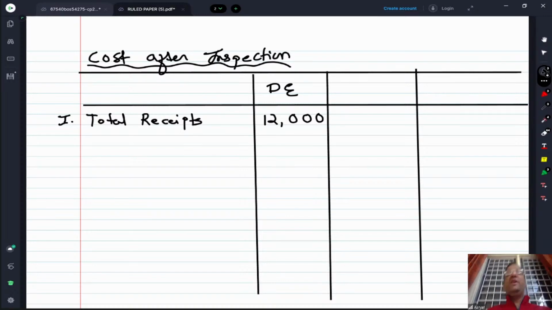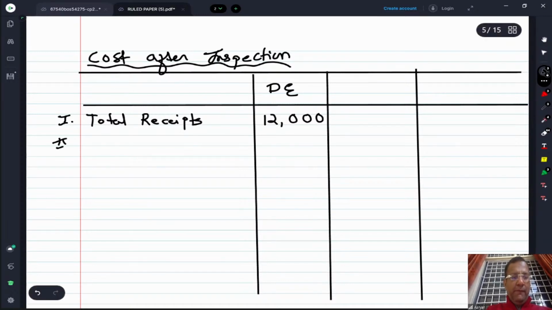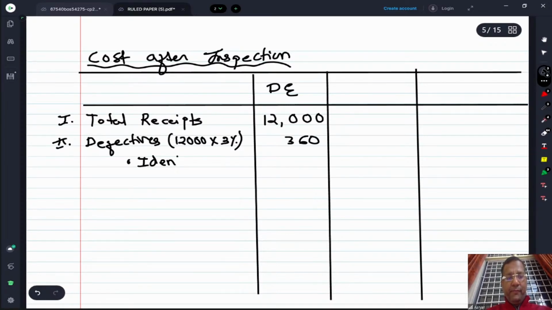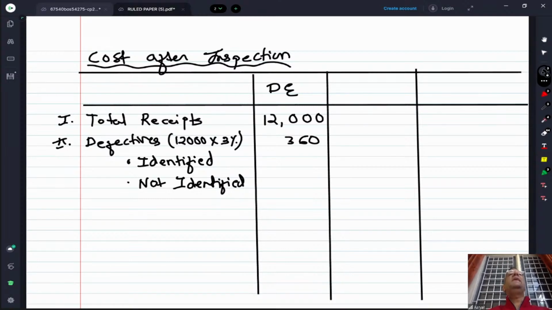Still now, that will be 3% in case of the first supplier. So second point, defectives will be 360, no doubt about that: 12,000 multiplied by 3%. Now it's a very important calculation. Identified, not identified. In the question, it has been given that even in this particular case, only 90% of the defective components can be identified as defective at the inspection stage of receipt. The rest 10% will not be identified.